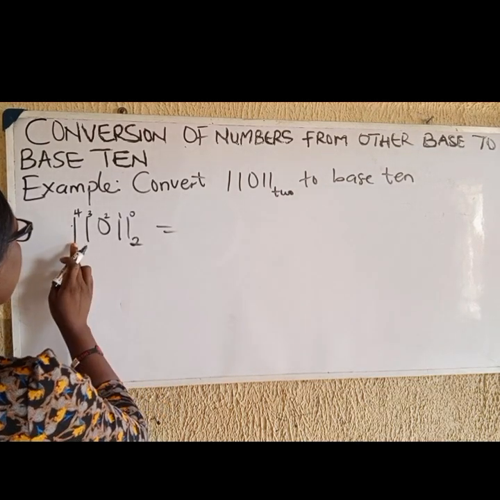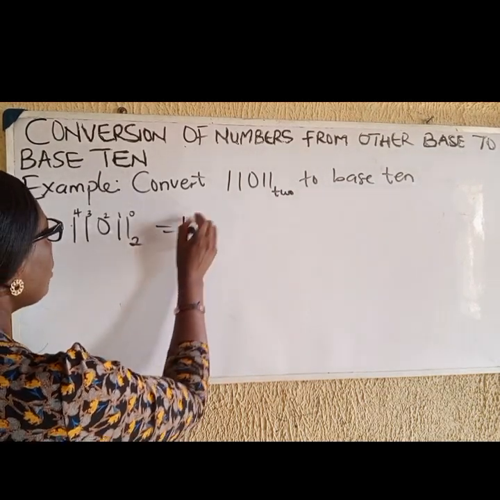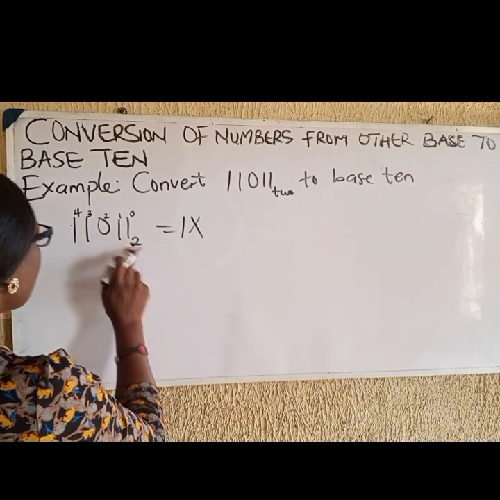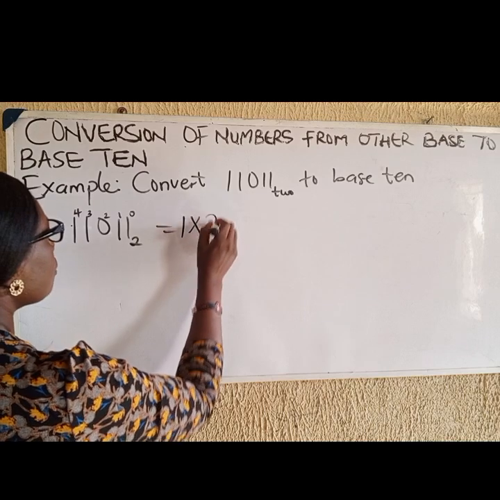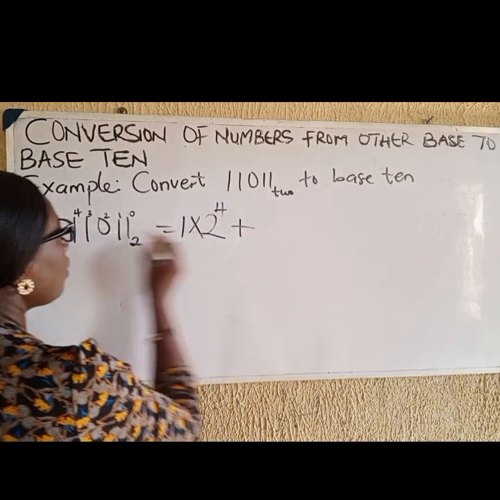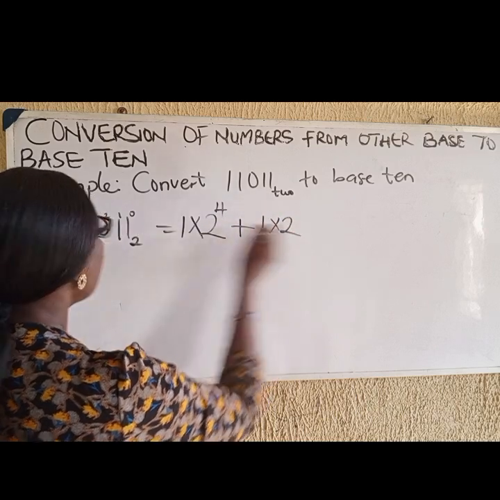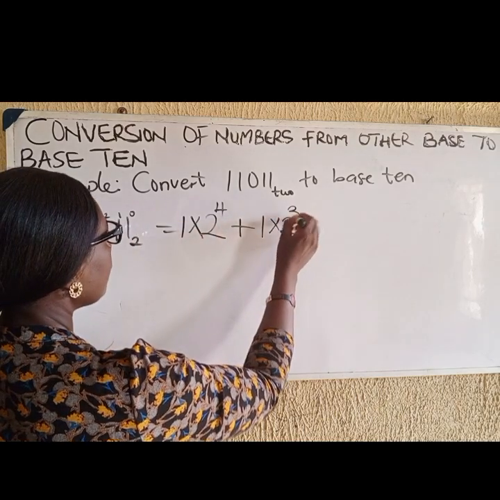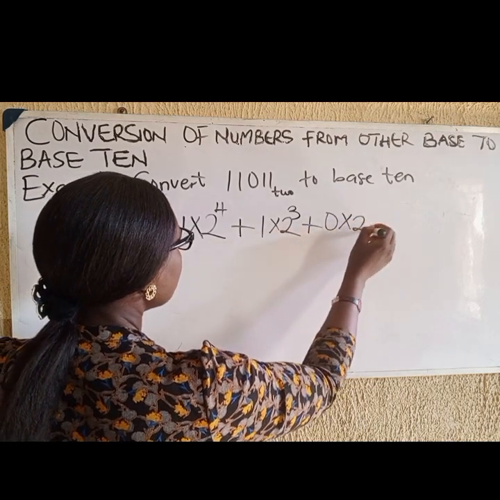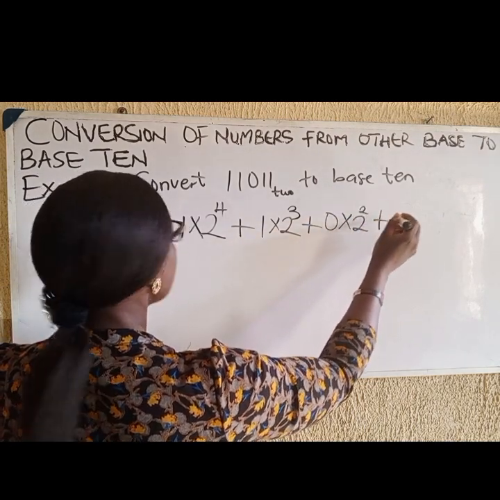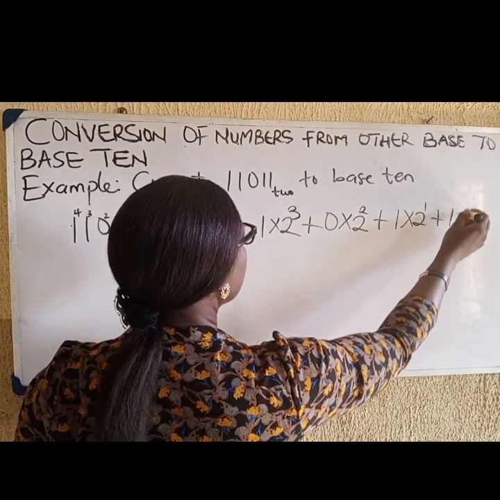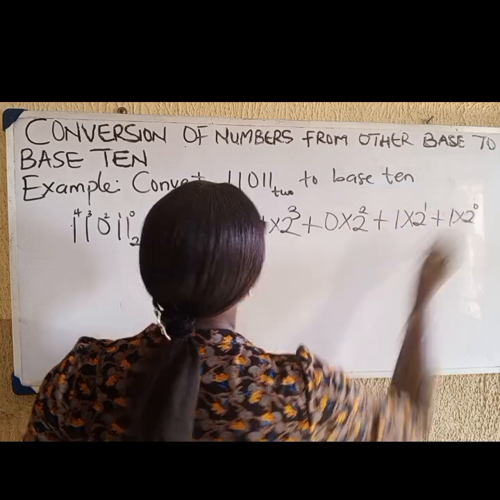So I will now multiply. The first one is 1. 1 times the base raised to power 4. So the base is 2 raised to power 4, plus the next number, 1 again, 1 times the base raised to power 3, plus the next one is 0, 0 times the base raised to power 2, plus 1 times the base raised to power 1, plus 1 times the base raised to power 0.